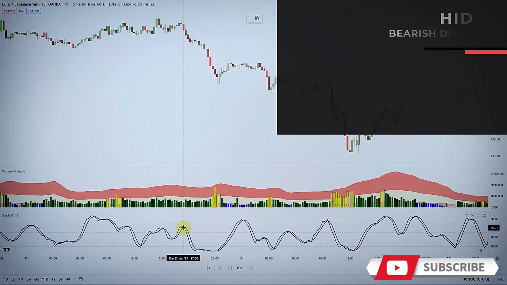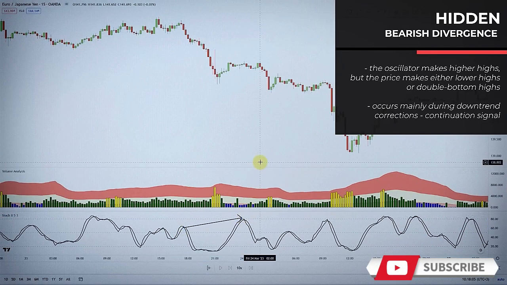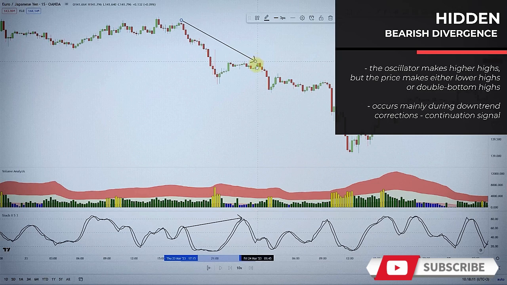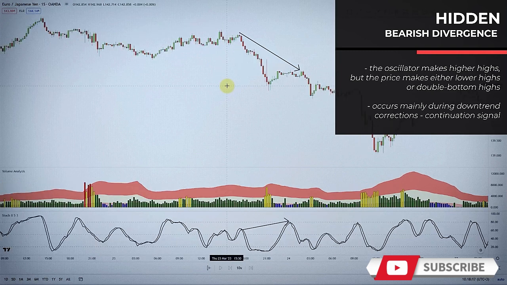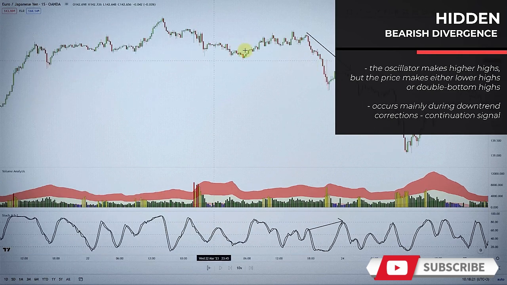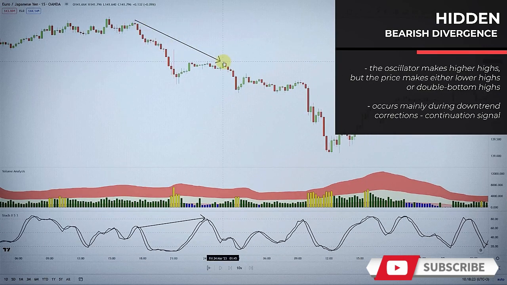In a bearish hidden divergence, the oscillator makes higher highs, but the price makes either lower highs or double top highs. This type of pattern occurs mainly during downtrend corrections. In this example, after a strong uptrend, the recent price action indicated a downward momentum, with price making lower highs. The oscillator recorded higher highs, thus forming a hidden divergence.